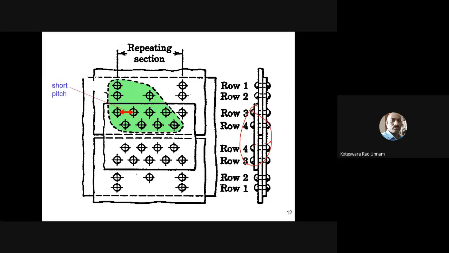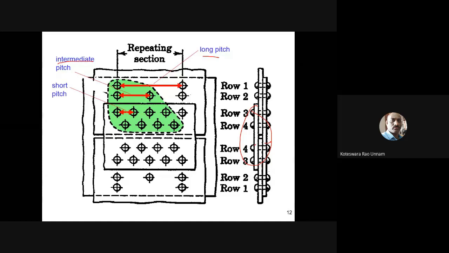Okay, so here this is called short pitch, then medium pitch or intermediate pitch, then long pitch. So if you have something like this, you have three pitch values. Short pitch means the smallest value. Like I already told, if you move from the inner row to the outer row, the pitch is increasing.